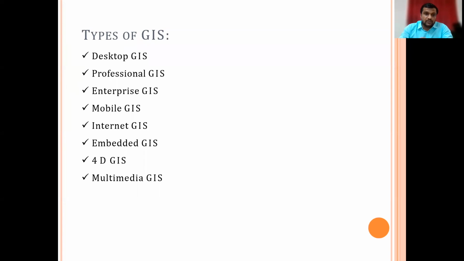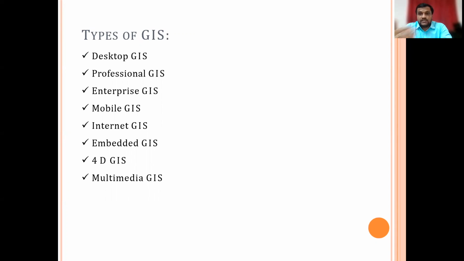Like desktop GIS can be used for personal use only. We can install any GIS software on our personal computer or desktop to use the GIS for map making. Professional GIS can be used for commercial purpose. Enterprise GIS has different applications. Then we have mobile GIS, internet GIS.